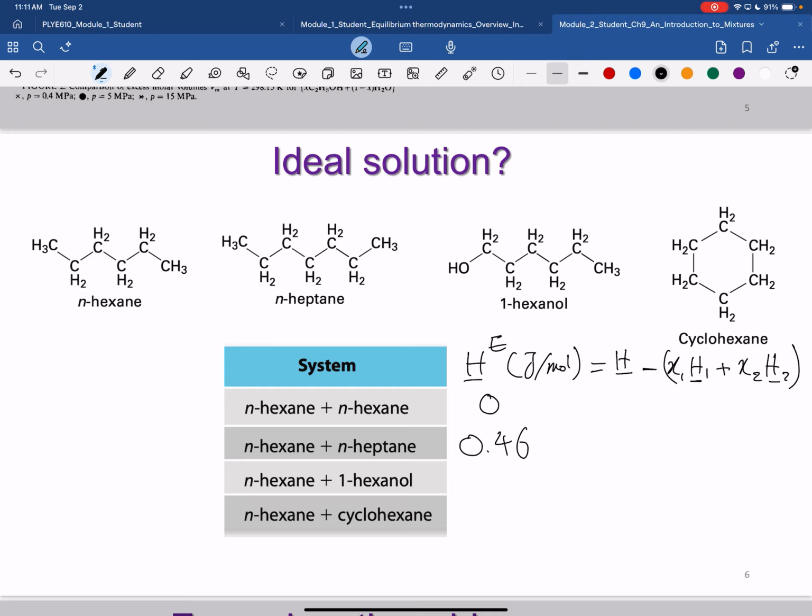No, right? So the interactions are different. Although the size and shape are similar, effectively the same, the interactions are different. And that's enough to give a very high excess enthalpy, 460. So you can get some sense of the scale of these parameters, right?